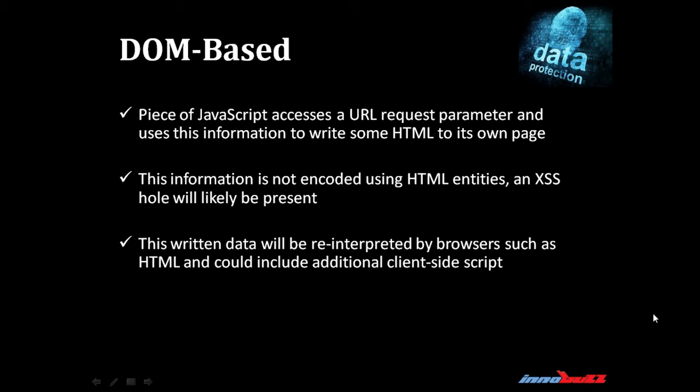In this form of injection, a piece of JavaScript accesses a URL request parameter and uses this information to write some HTML to its own page. If this information is not encoded using HTML entities, an XSS hole will likely be present. This written data will be reinterpreted by browsers as HTML and could include additional client-side script.